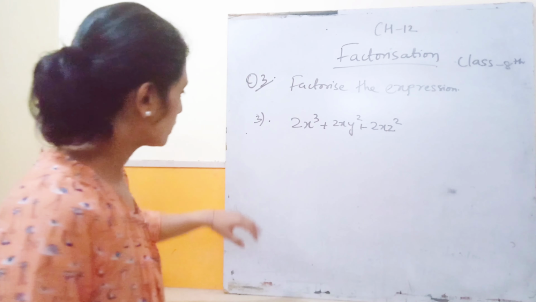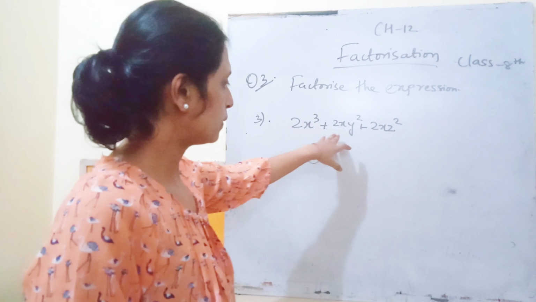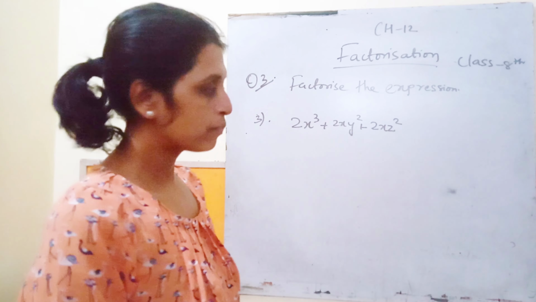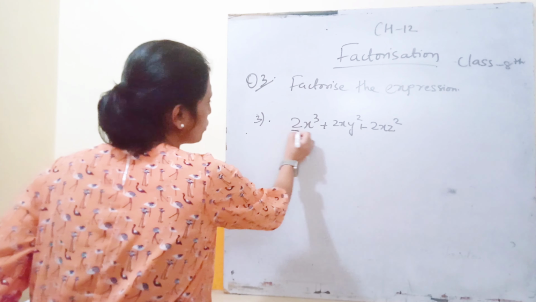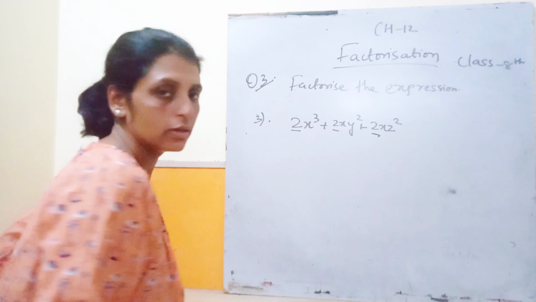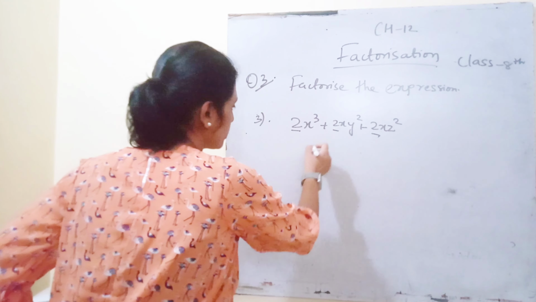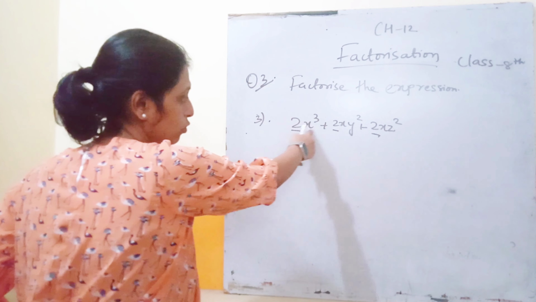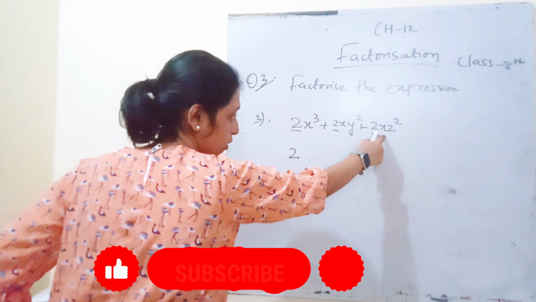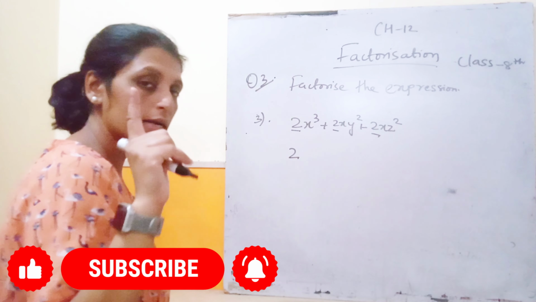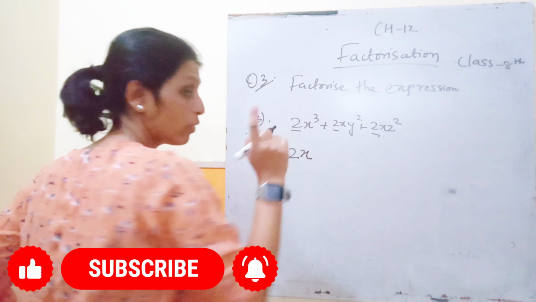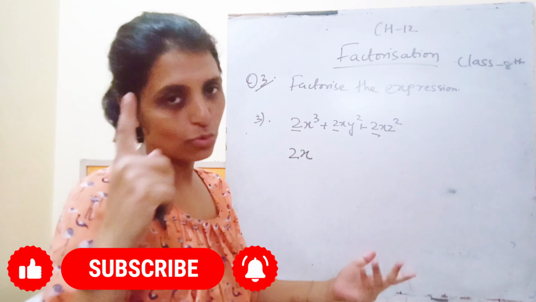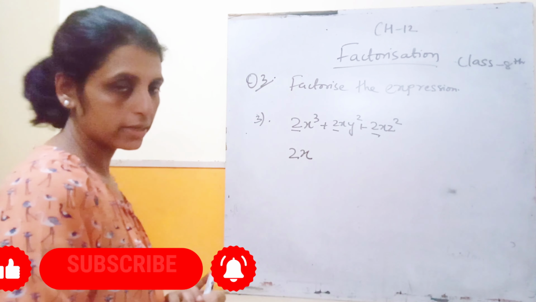The third part is we have to factorize 2x cube plus 2xy square plus 2xz square. So how to factorize it? In each term we have 2 as common. 2 you can find in every term, so we can take 2 as common. See, here there is x cube, here 1x is there, and here in the third term also 1x is there. At least 1x can be taken as common. Only 1x can be taken as common because this has x cube, but in the other two terms there is only 1x. So 1x is taken as common.